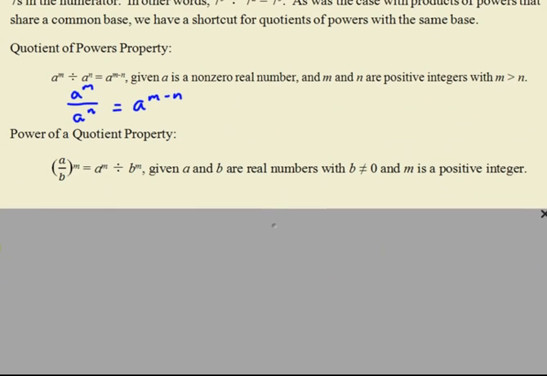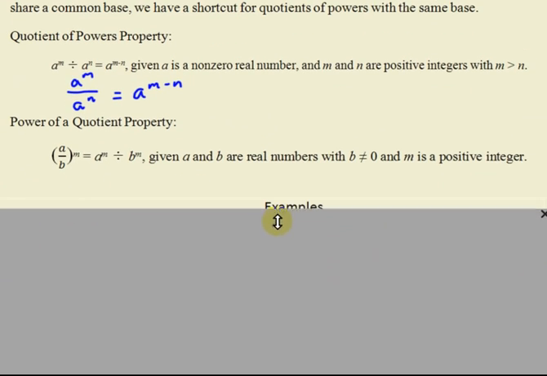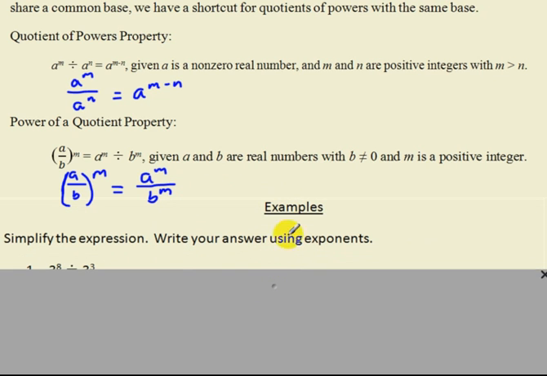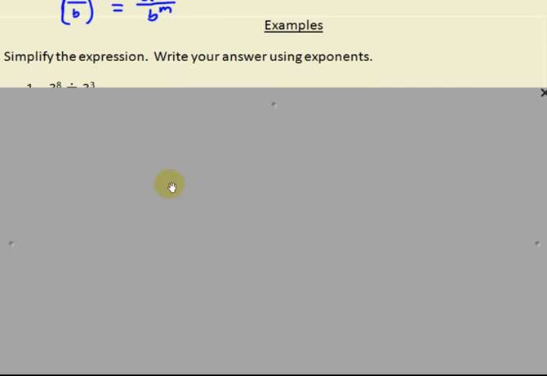Later on, we'll find out that doesn't always have to be the case, but for now, we'll stick with that. We also could look at the power of a quotient property, which tells us, and by the way, that's an exponent there, it's not being multiplied by m. This is a over b, all raised to the nth power. So if you have a quotient that's being raised to an exponent, you can apply that exponent to the numerator and denominator individually. So a to the mth over b to the mth. And notice that b cannot be 0 here because, again, we're dividing by b to the mth, and you cannot divide by 0.